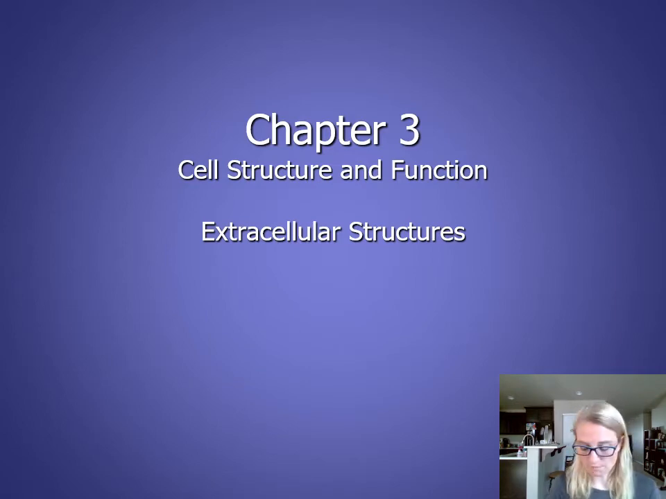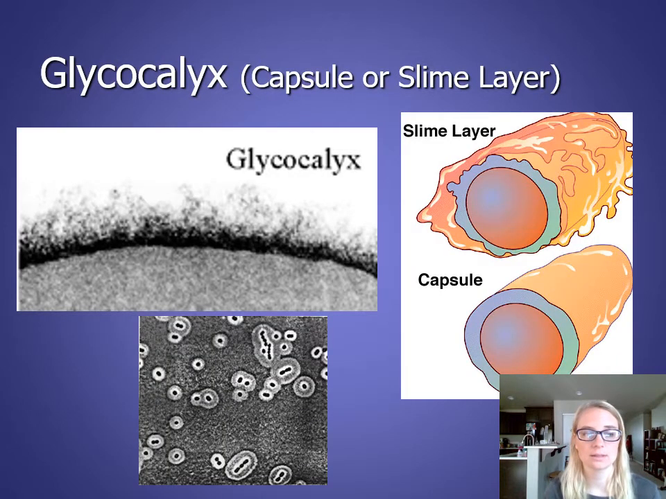Okay, so we're going to start off with a glycocalyx. So if we take a look at the word itself, glyco means sugar and calyx means cup. So we're really calling it a sugar cup. But it could be made up of carbohydrates, which is the sugary part, or proteins, or a combination of both. So there's a little mix and match in glycocalyces.